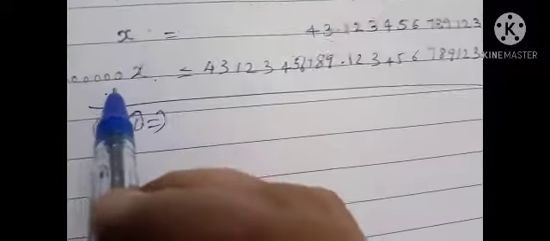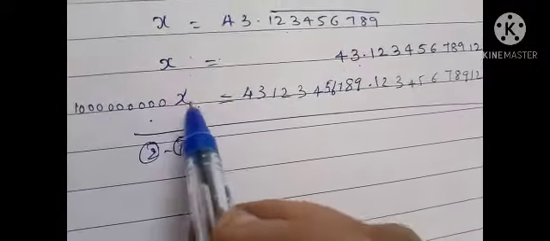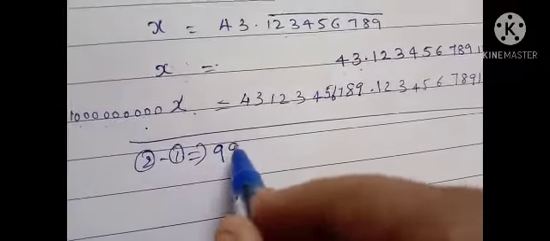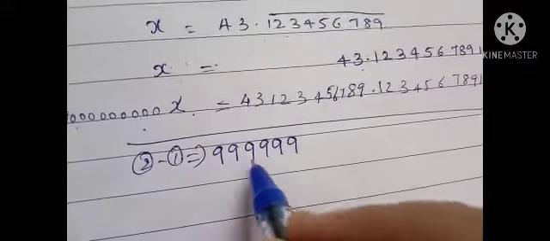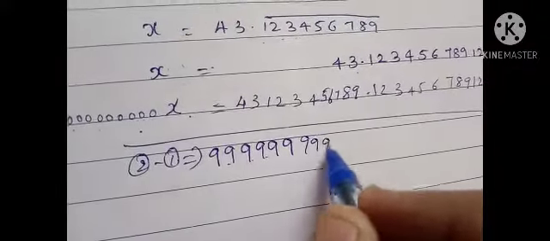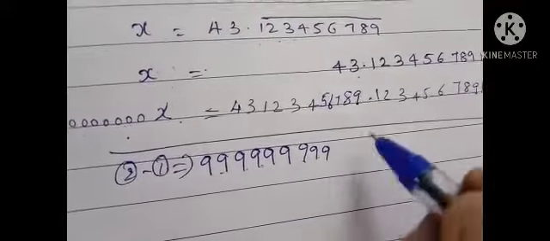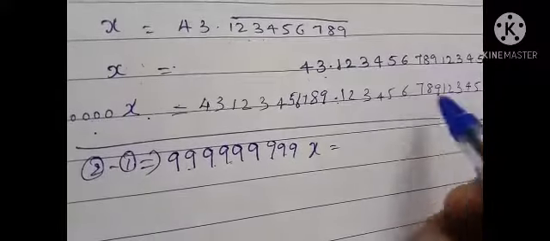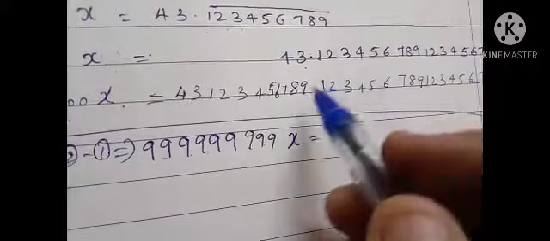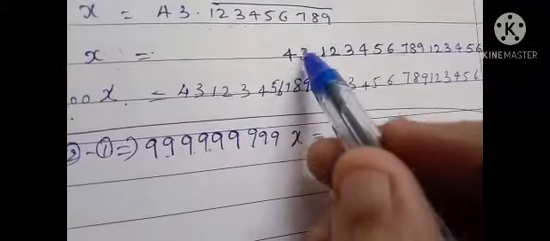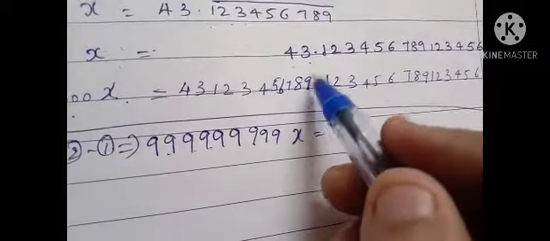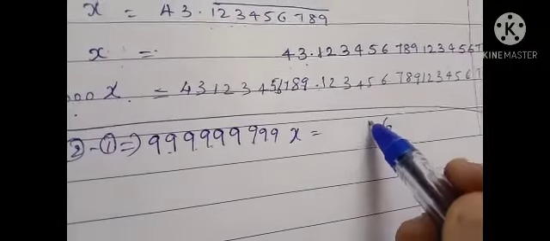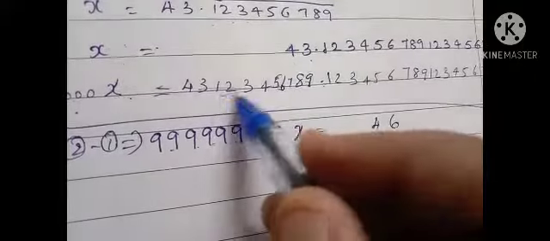Then 1 and 9 zeros times x, minus x, means this minus 1, which gives 9 nines. So 999999999 x equals. When we subtract, after the decimal all digits will be 0. Then we subtract this minus this: 9 minus 3 is 6, 8 minus 4 is 4. Then all the other digits we get the same.